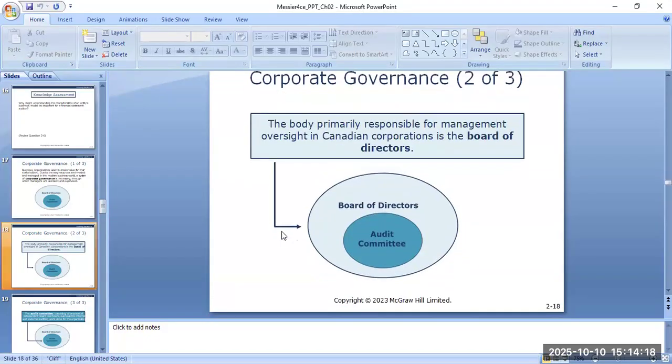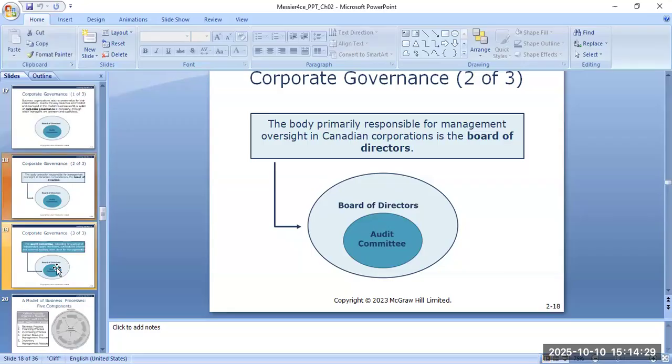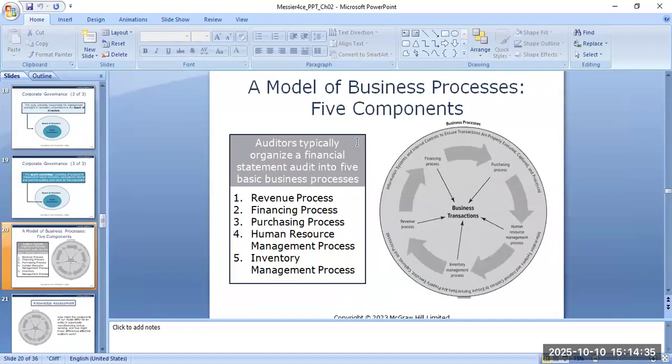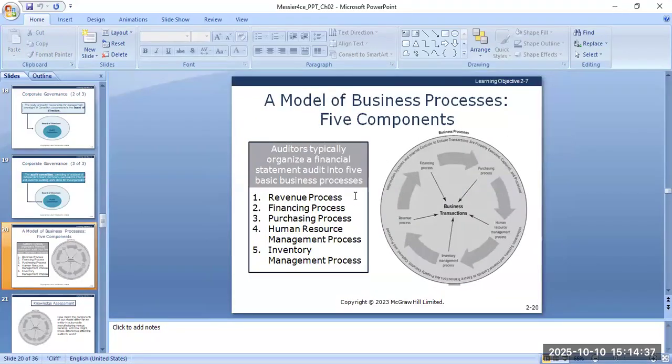We talk about corporate governance and how the audit committee is within the scope of the board of directors. To some extent, the board of directors appoints that audit committee, and the purpose of the audit committee is, again, to evaluate the 5 components of the business process, which always starts with the revenue. Remember this, everything starts with the revenue.